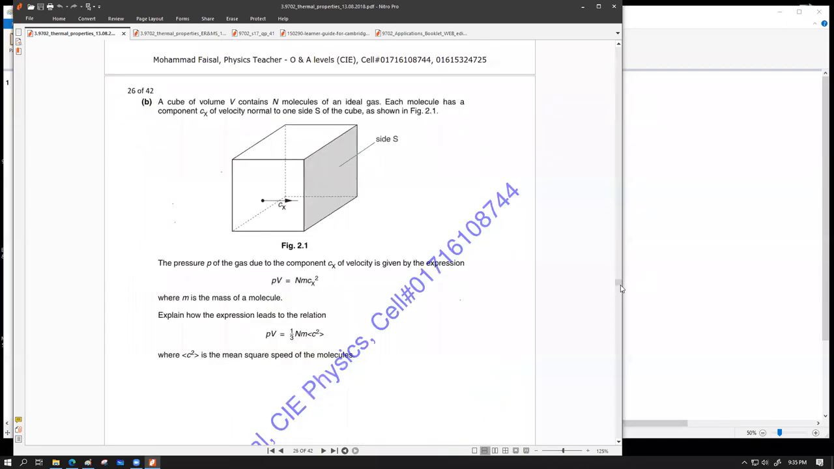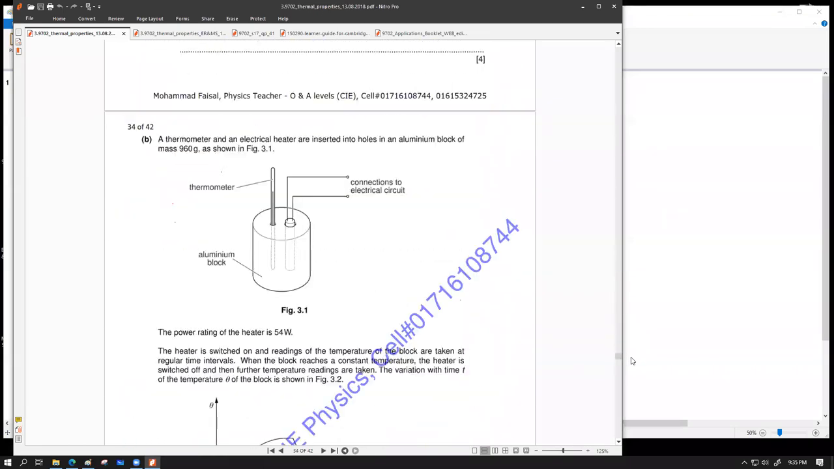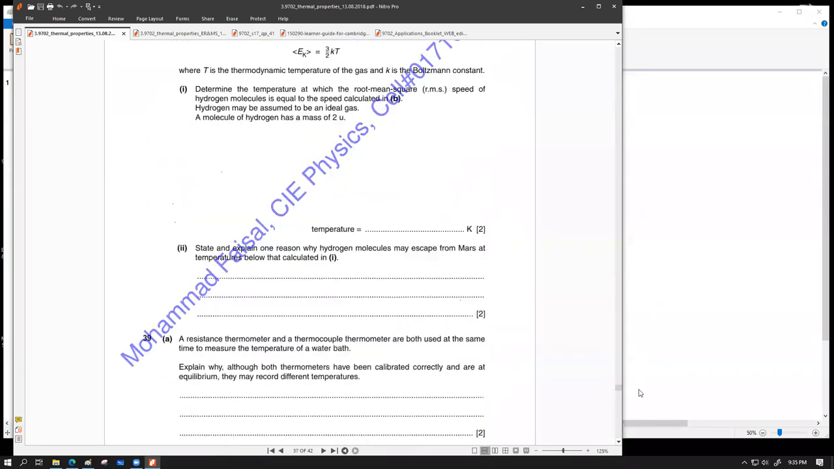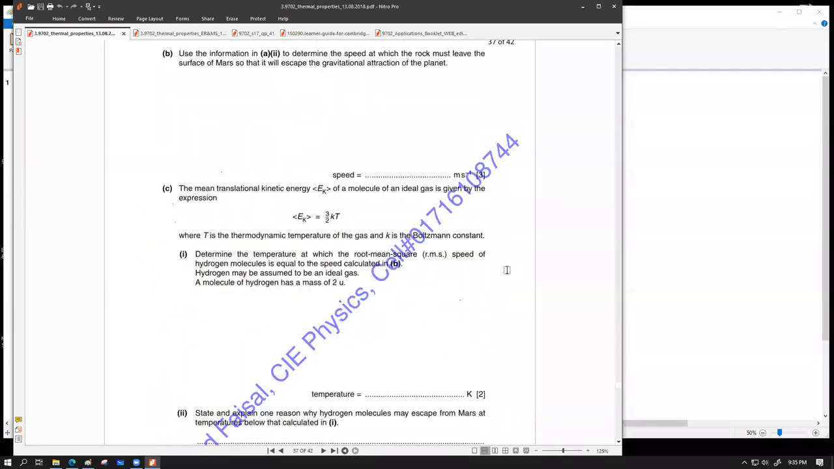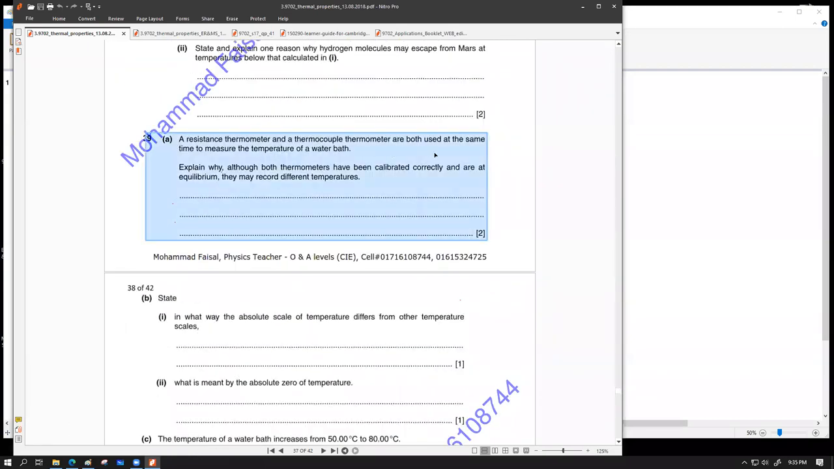Sir, there was another doubt with the thing about the thermal coupling. A resistance thermometer and thermal thermometer are both used at the same time to measure the temperature of water. For what reason, although both thermometers have been calibrated correctly and are at equilibrium, may they record different temperatures? Because they will use different graph or different equation because their graphs are non-linear, so you might not get the exact same temperature for both of them.